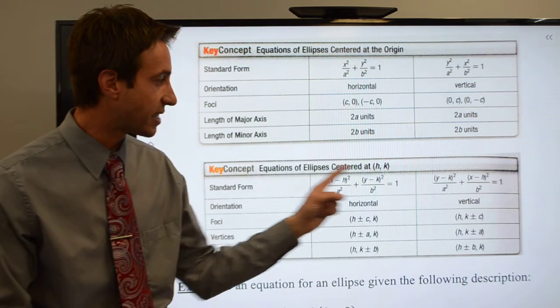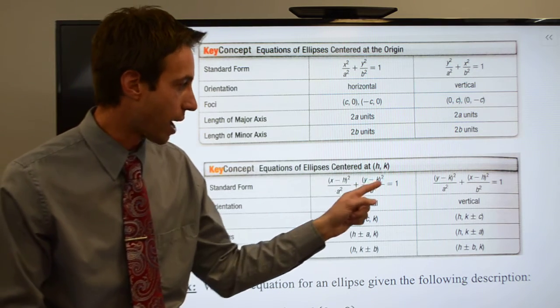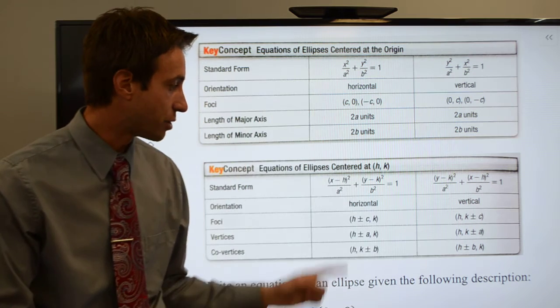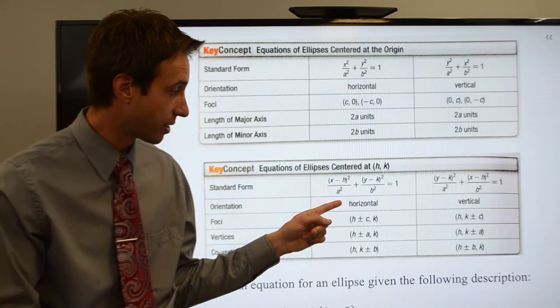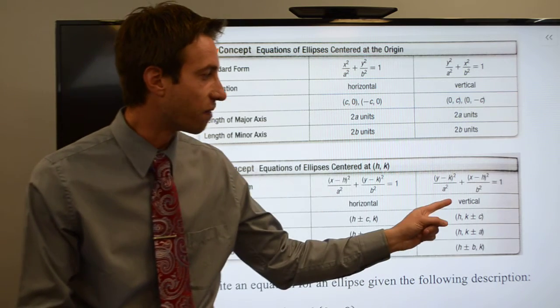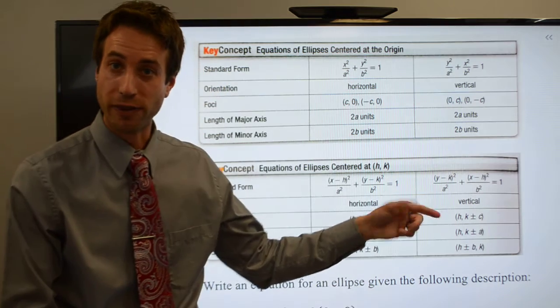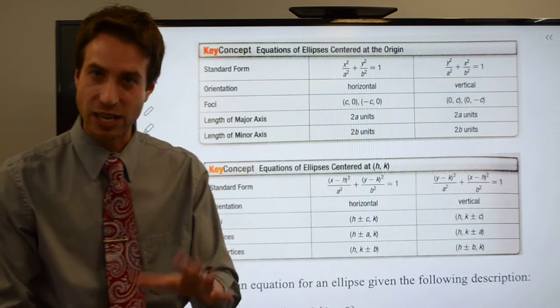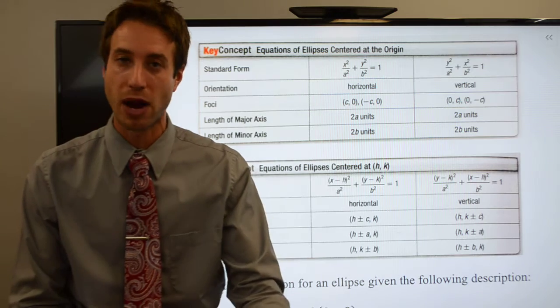This one is if it's centered at (h, k), which is why there are now h's and k's in there. But again, the difference being whether it's oriented horizontally, with x over a squared, or vertically, with y over a squared. So the information is put together pretty nicely here in these two tables. I know it's a lot, but that's why I don't make you memorize it.